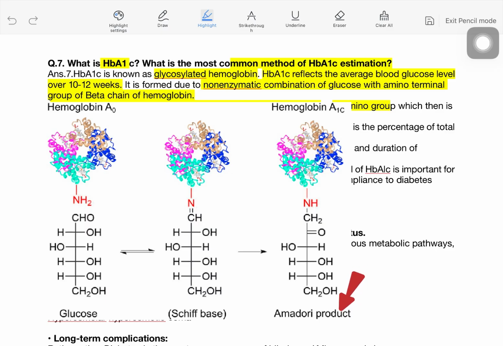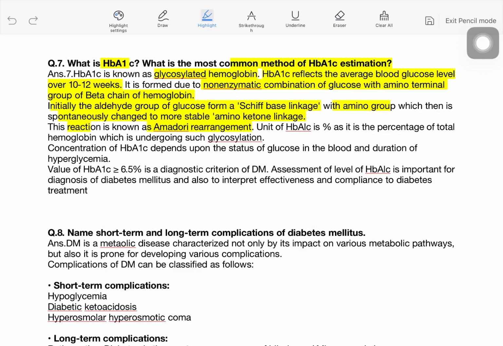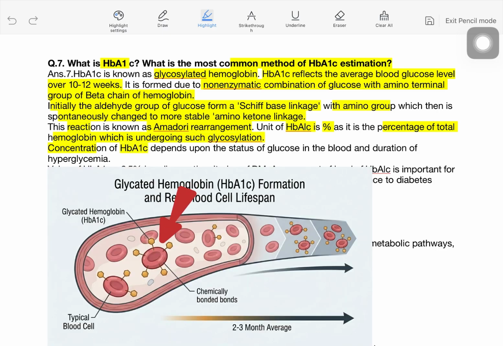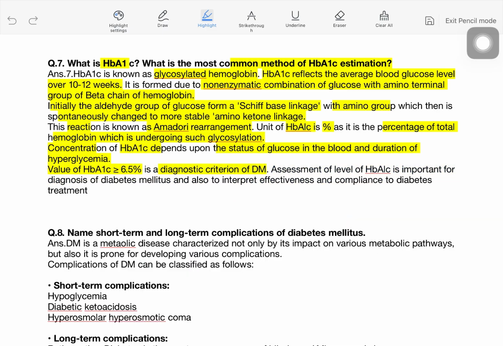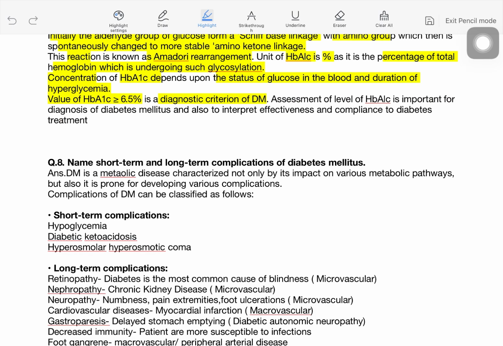So this reaction is known as Amadori rearrangement. So unit of HbA1c is percentage, as it is the percentage of total hemoglobin which is undergoing such glycosylation. So concentration of HbA1c depends upon status of glucose in blood and duration of hyperglycemia. So values of more than 6.5% is diagnostic criteria of diabetes mellitus. So assessment of level of HbA1c is important for diagnosis of diabetes mellitus and also to interpret effectiveness and compliance to diabetic treatment. So moving to our last question.